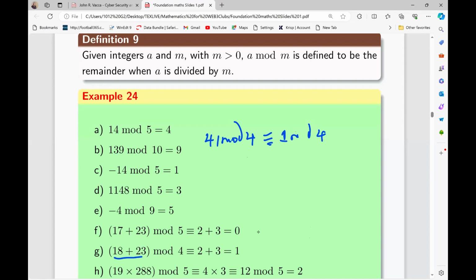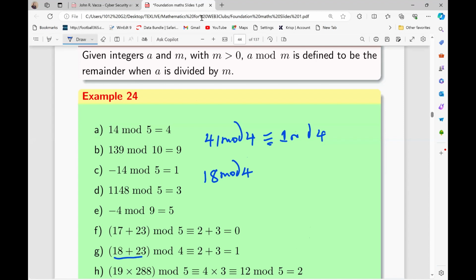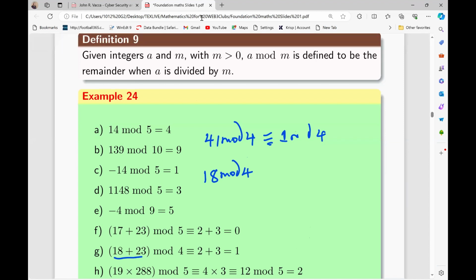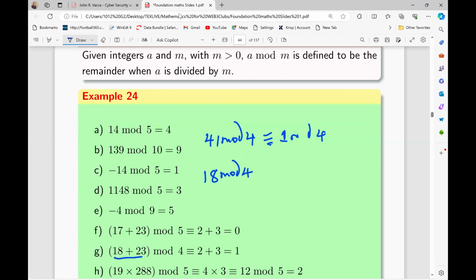Or you may decide to expand, right? 18 mod 4. Yes. Is it Lucia? Somebody wants to ask a question?